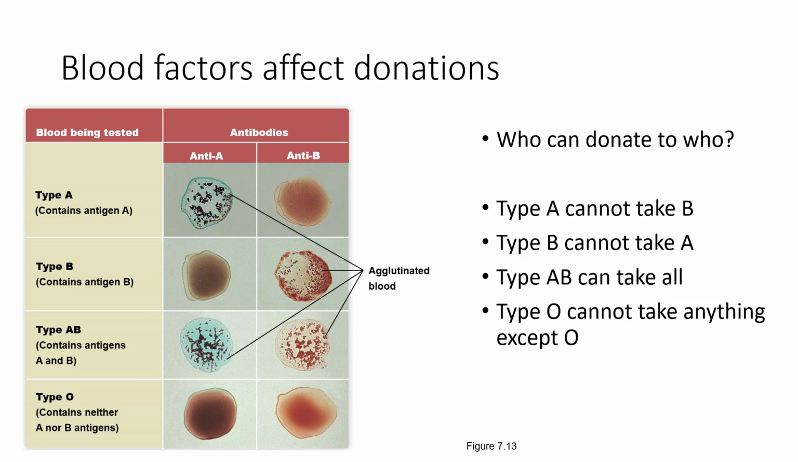Someone who is Rh positive can take positive blood or negative blood. So someone who is AB positive can take all types of blood. Someone who is O negative can only take O negative blood. Someone who is type AB positive can only donate to someone who is AB positive. Someone who is O negative can donate to anyone, which is why AB positive is a universal acceptor and O negative is a universal donor.